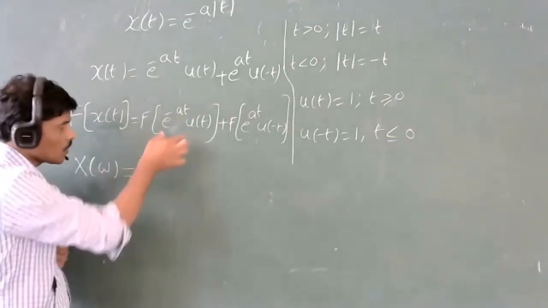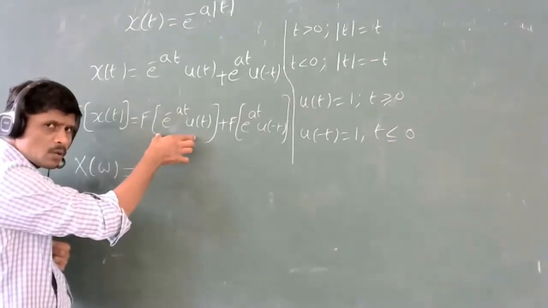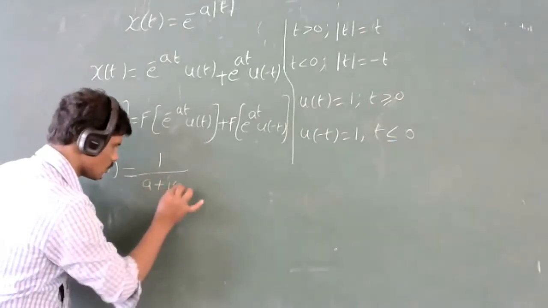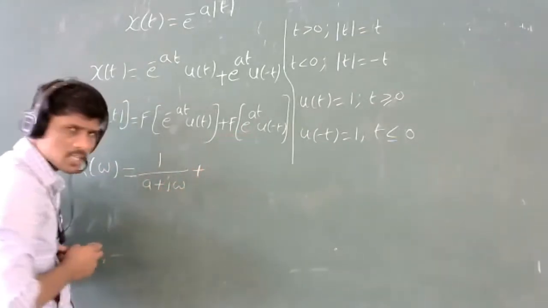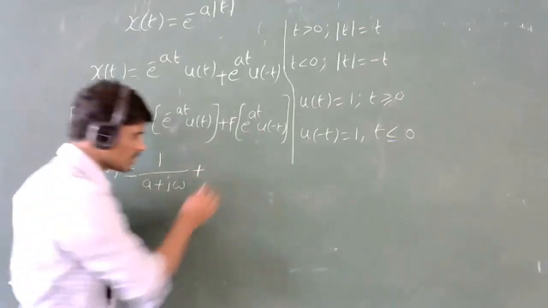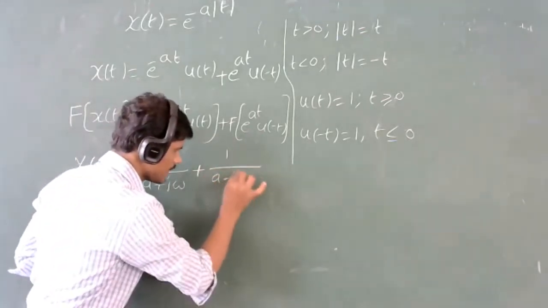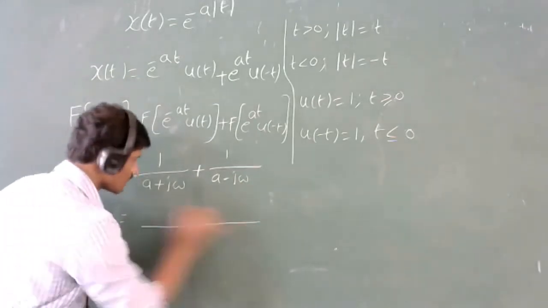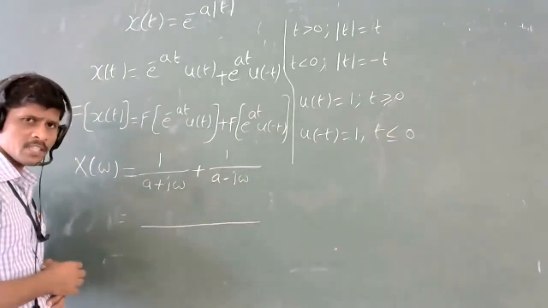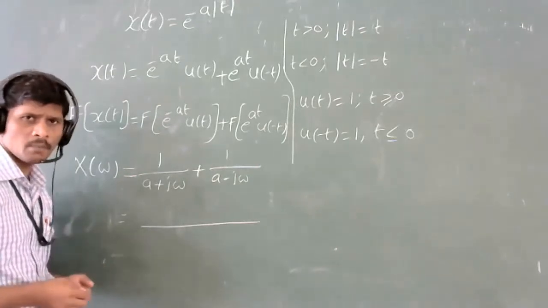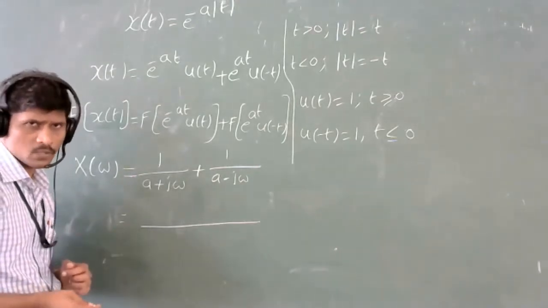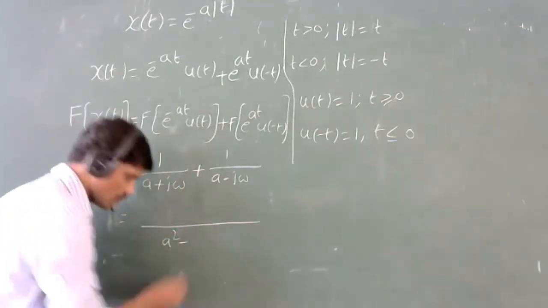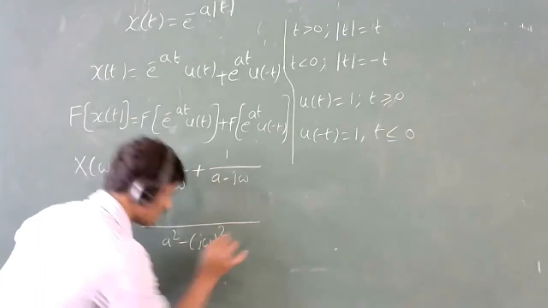What is the value of the Fourier transform of e power minus a t u of t? 1 by a plus j omega. Plus, what is the Fourier transform of e power a t u of minus t? 1 by a minus j omega. Take the LCM. What is the LCM? a plus j omega into a minus j omega. a plus b into a minus b is a square minus b square. What is the b value? j omega. j omega whole square.